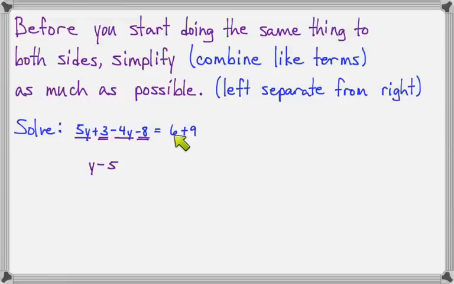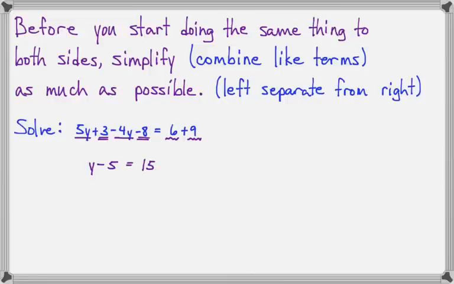Okay, now I'm ready for the right side. So put down your equal. 6 plus 9 is 15. See, the left is separate from the right. So as of right now, all I've done is simplify what's on the left and simplify what's on the right. And I really haven't tried to do anything about solving the equation. So far, all I've done is simplify.